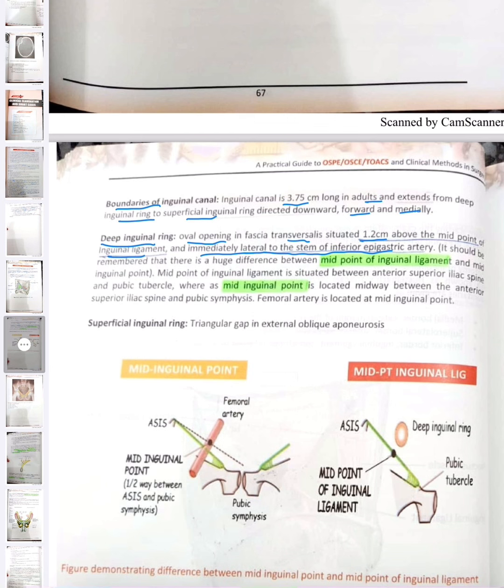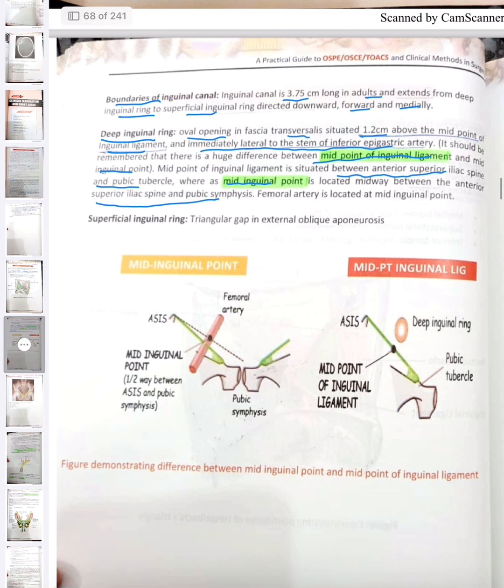It should be remembered that there is a huge difference between the midpoint of the inguinal ligament and the mid-inguinal point. The midpoint of the inguinal ligament is situated between the anterior superior iliac spine and the pubic tubercle, whereas the mid-inguinal point is located midway between the anterior superior iliac spine and the pubic symphysis. The femoral artery is located at the mid-inguinal point. Superficial inguinal ring: a triangular gap in the external oblique aponeurosis is the superficial inguinal ring.